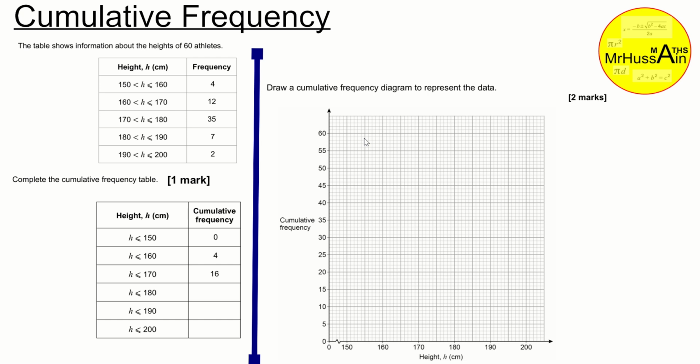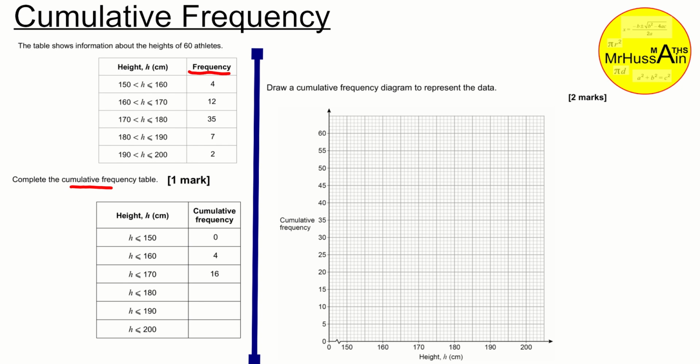This is a cumulative frequency question. You know it is because of this. The table shows information about heights of 60 athletes, so the total is 60. It's important we understand what table is what.